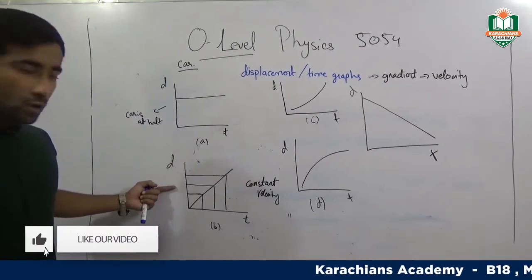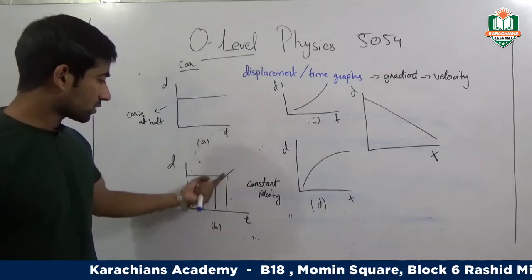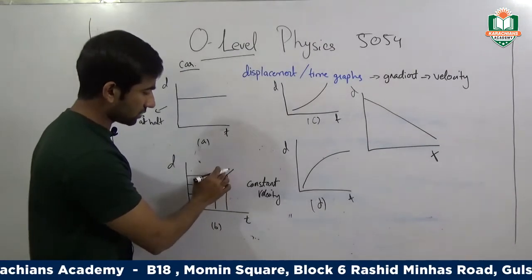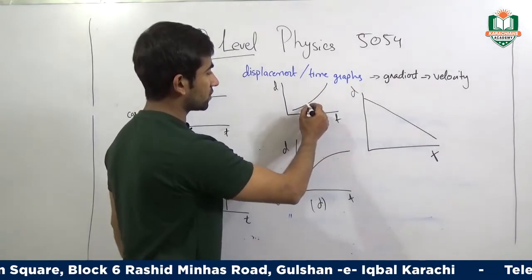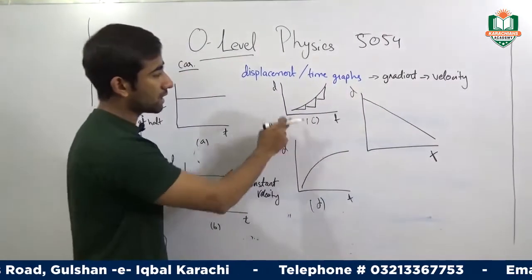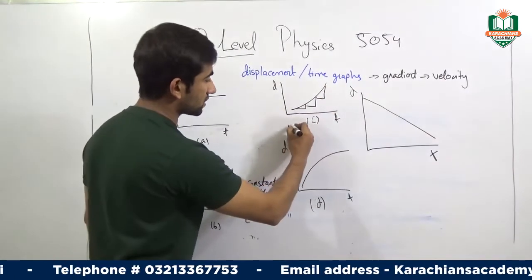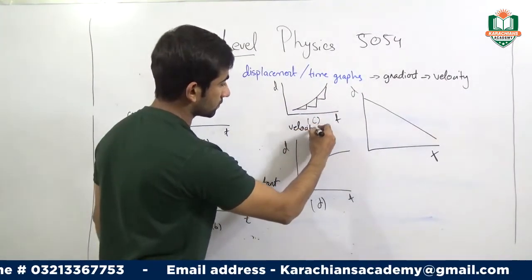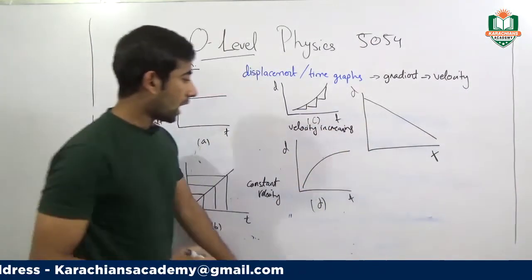In this case, the velocity is constant. There is a constant velocity, displacement and time are moving at a constant rate, so this is a straight line graph. In this case, we have a slight curve, and it is increasing. So displacement is increasing much faster as compared to time. So in this case the gradient is increasing, and since gradient is velocity, this is the graph of increasing velocity.